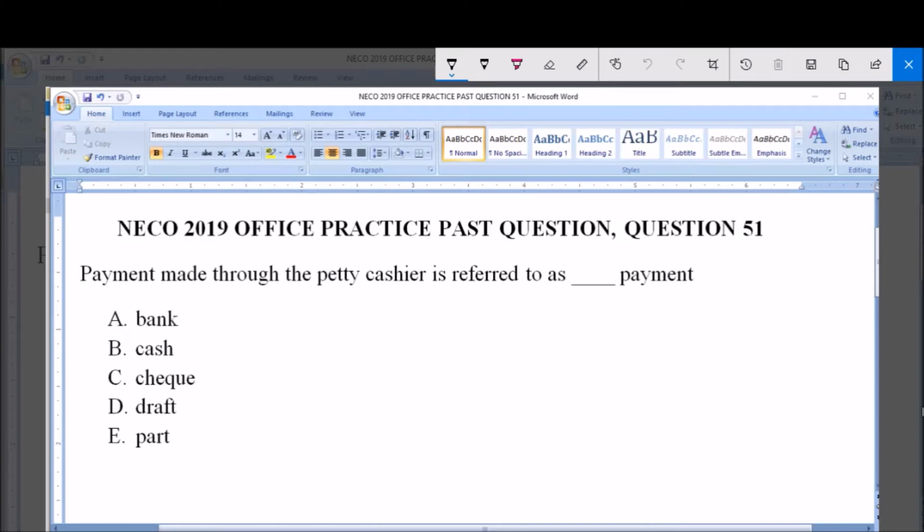By giving what? Money, which is a legal tender. That is a petty cashier. Small amount of money is referred to as dash payment.